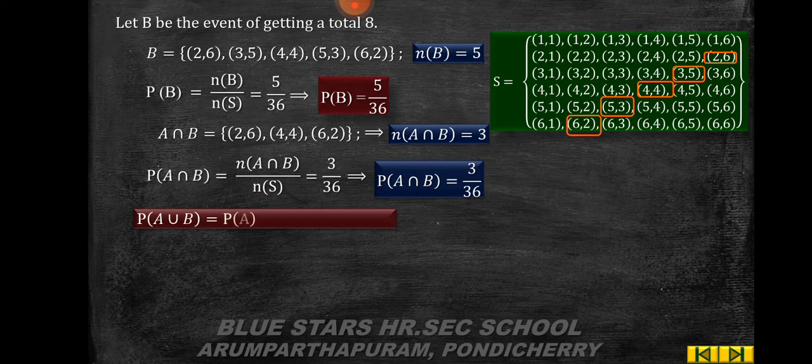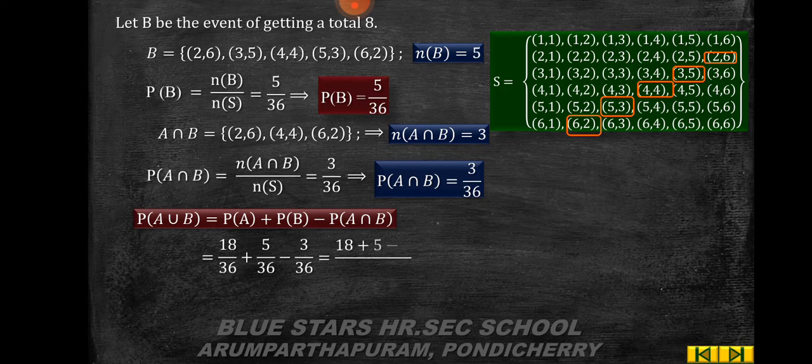So P(A union B) is equal to P(A) plus P(B) minus P(A intersection B), which is 18 by 36 plus 5 by 36 minus 3 by 36, which is (18 plus 5 minus 3) by 36, which is 20 by 36, which is 5 by 9. So therefore P(A union B) is equal to 5 by 9.